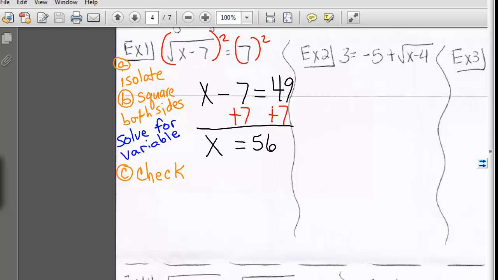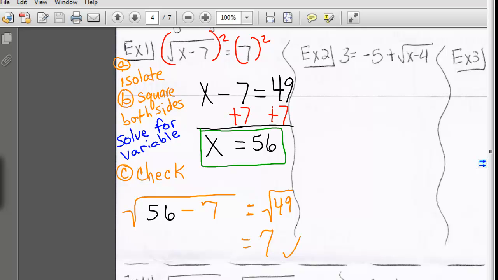Now we need to check. So plugging in 56 for x, the square root of 56 minus 7 equals the square root of 49, which equals 7. That checks. Therefore, x is equal to 56.